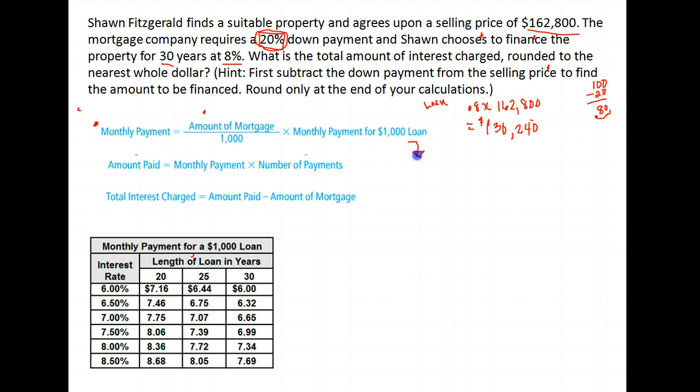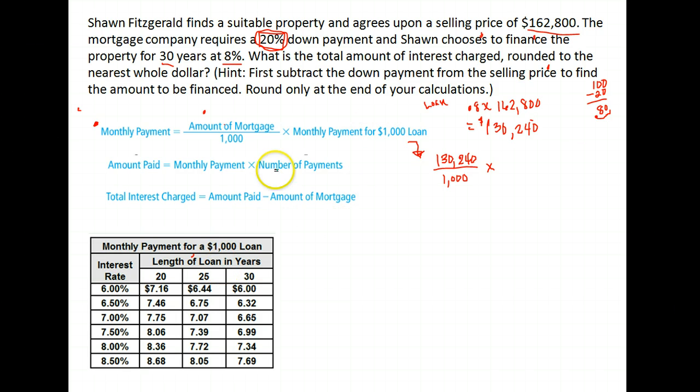Okay, we're going to do this right here. So again, the mortgage was $130,240. That's the amount they were borrowing. Divide by 1,000, and then multiply by monthly payment for a $1,000 loan. That's our number from the table.